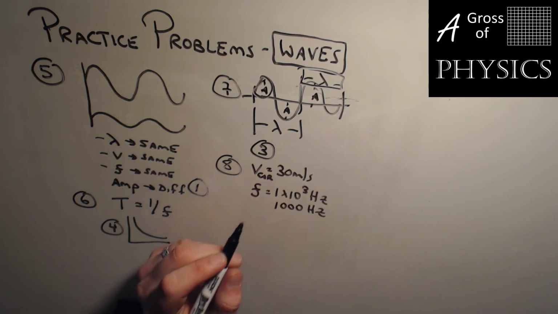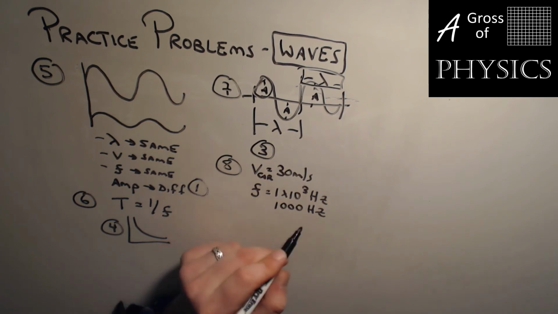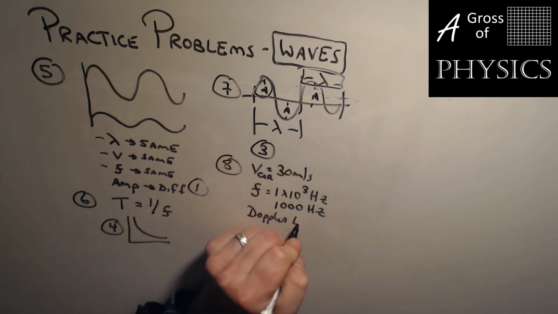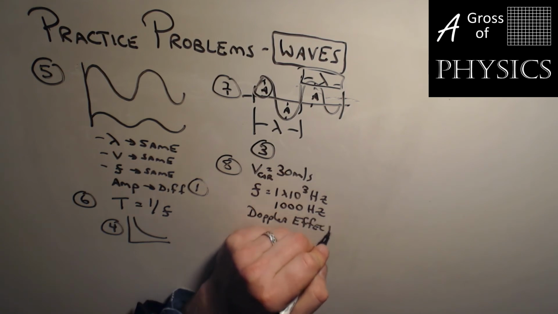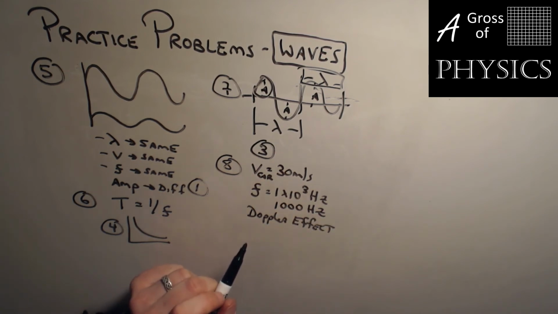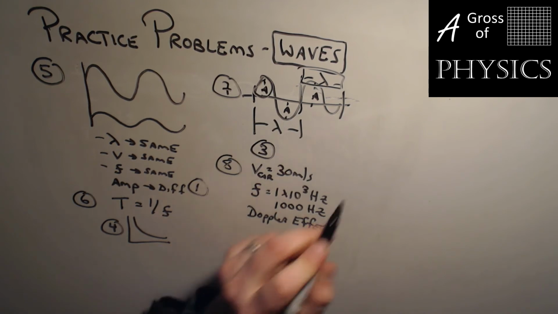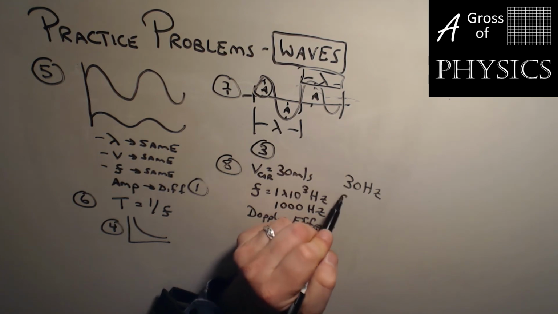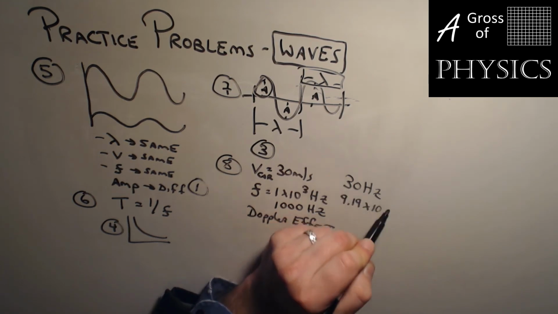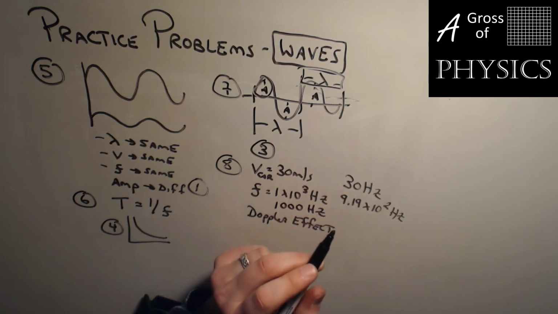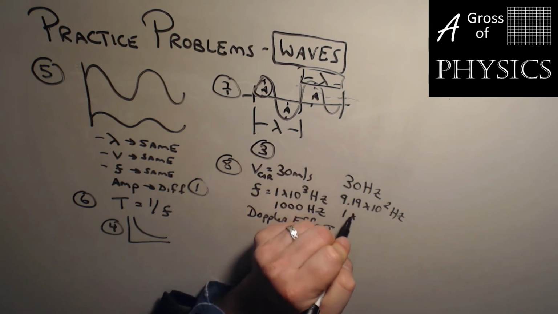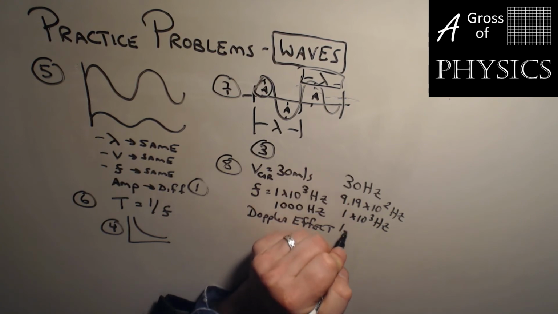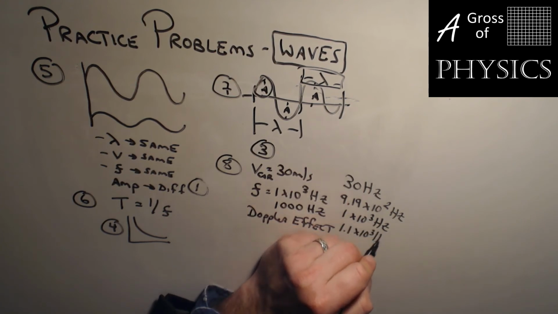What is a pedestrian going to hear as the siren approaches? Well, this is a Doppler effect question. And we did discuss the Doppler formula, but the choices are as follows. 30 hertz, 9.19 times 10 to the 2, which is 919. 1 times 10 to the 3, which is 1,000 again. And 1.1 times 10 to the 3.